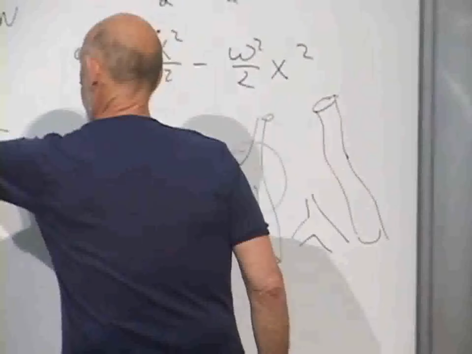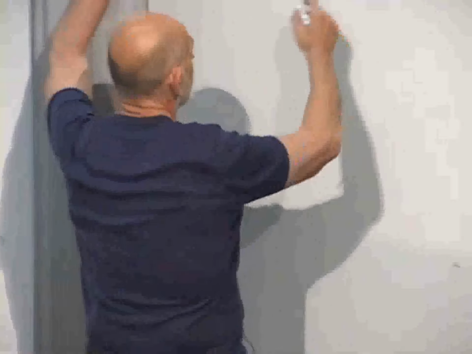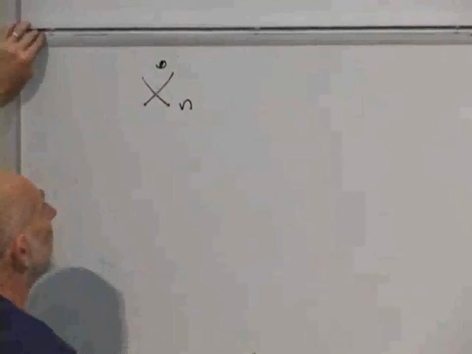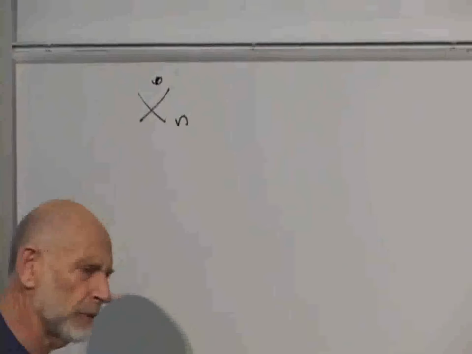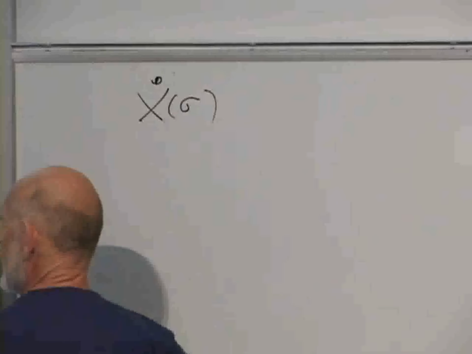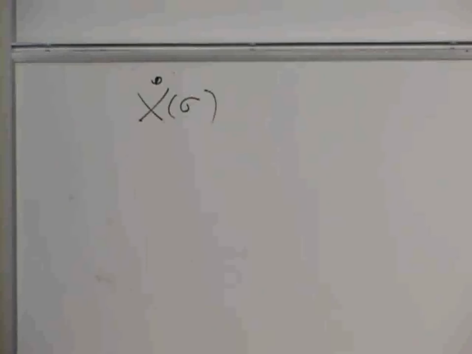Okay, so we take xn, we write it this way. What's xn dot? Dot meaning time derivative. Sorry, not what's xn dot. What's x dot? X dot of sigma. X dot of sigma we just get by differentiating this.